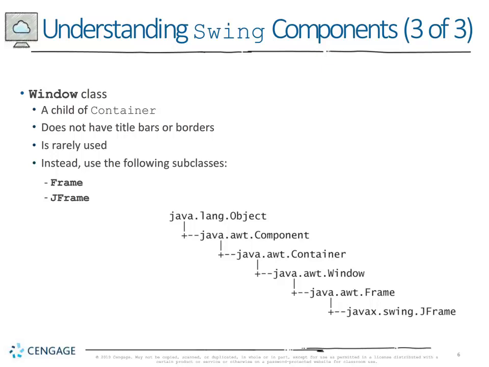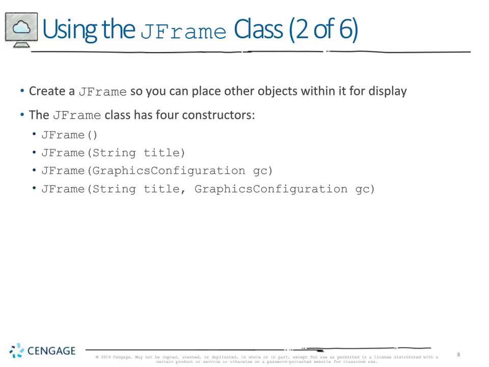In Java, Frame is a child of Window, and a JFrame is the Swing object that is a child of Frame. JFrame works like the main window where components like labels, buttons, and text fields are added to create a GUI. It has four kinds of constructors.